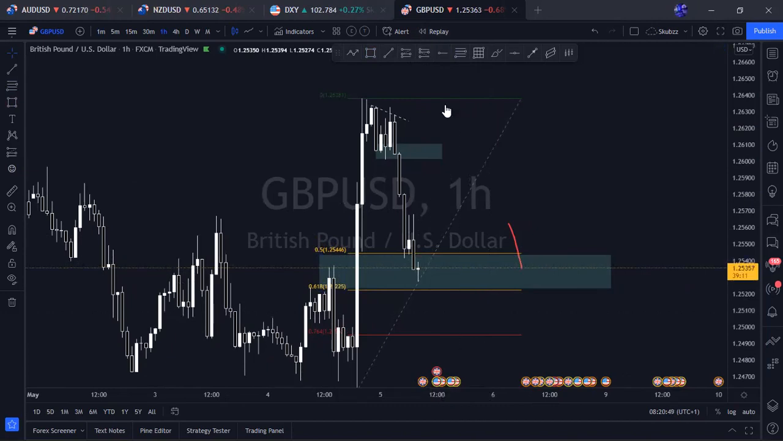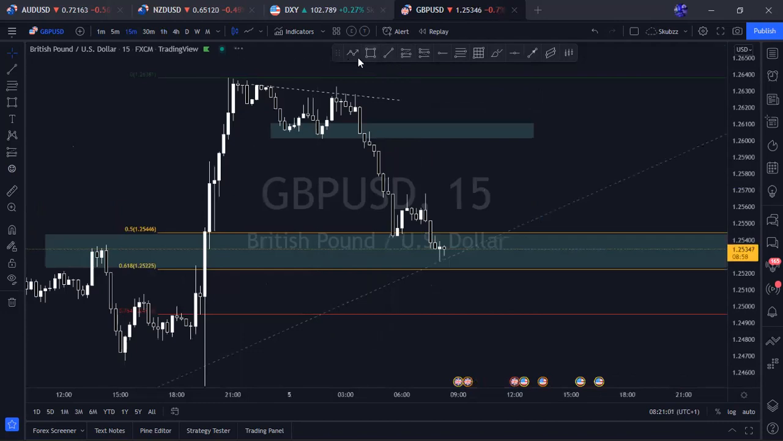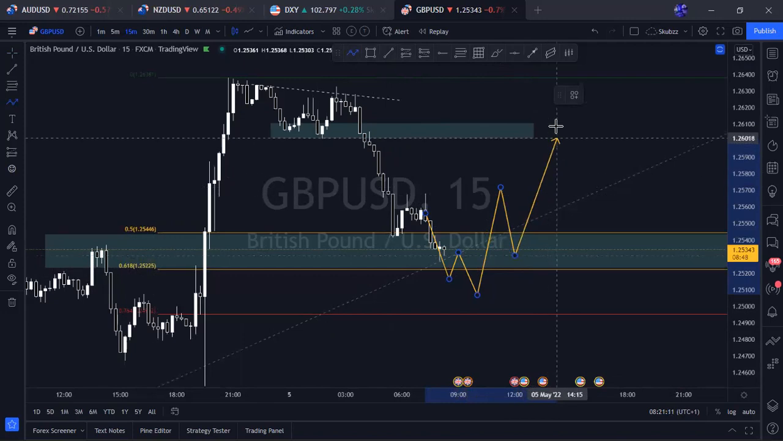GBP USD is actually known for a lot of fakes, so I don't know. This one is actually a tricky one. I might actually stay off this market. But if I see something convincing, like a shift of market structure, let's see. If I see something like this on my entry time frame, then I'll be looking for the buys at the neckline here for the continuation.